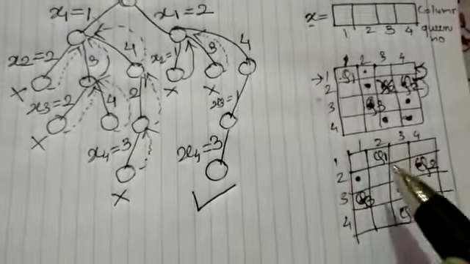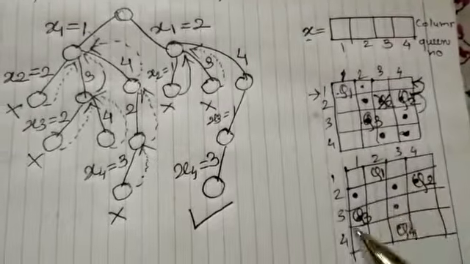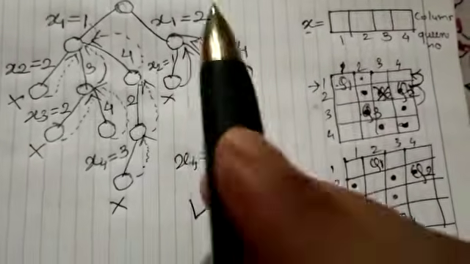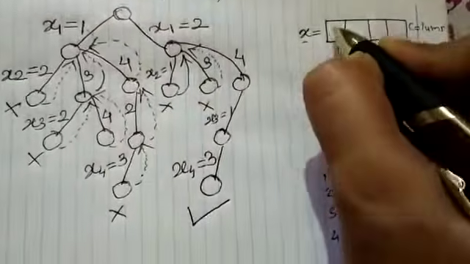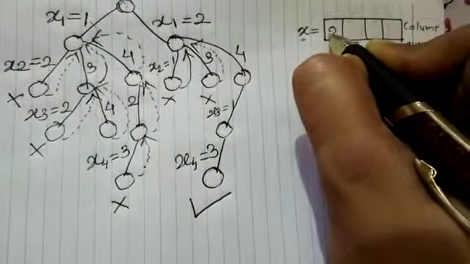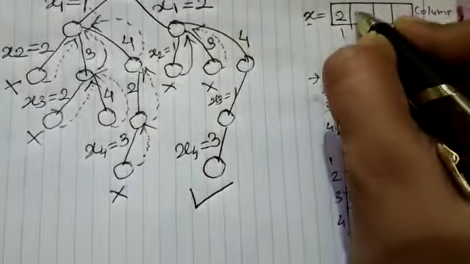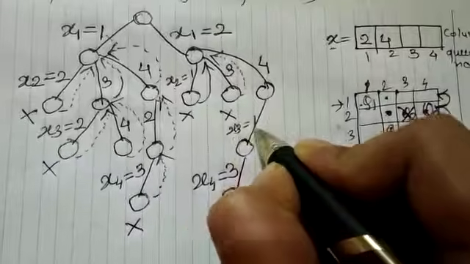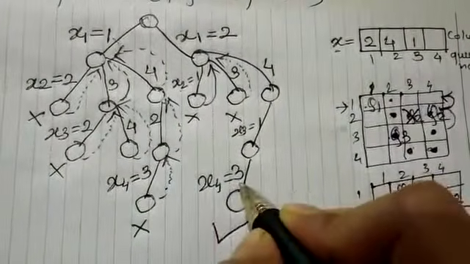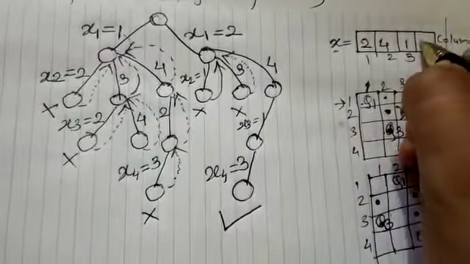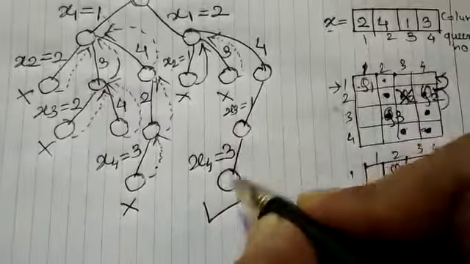So here you can observe that all the 4 queens have been placed and no 2 queens are under attack, and we got this answer. So what is the answer? x1, that is first queen in column 2, second queen x2 in fourth column, third queen x3 in first column, and x4, that is queen 4 in third column. So we got one solution over here.